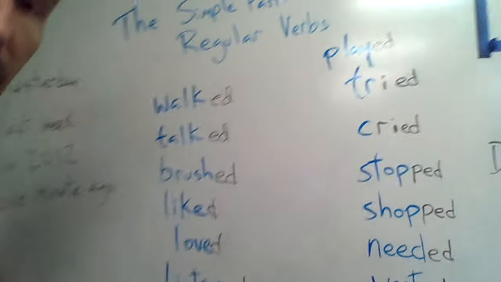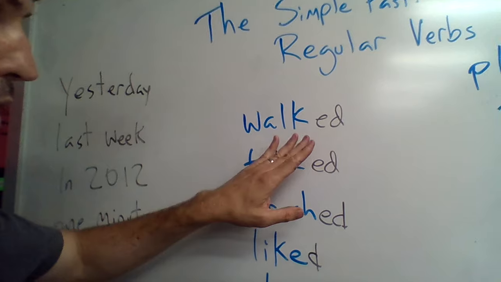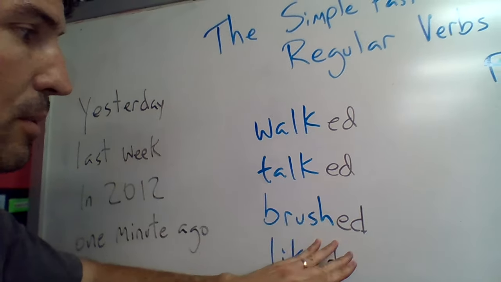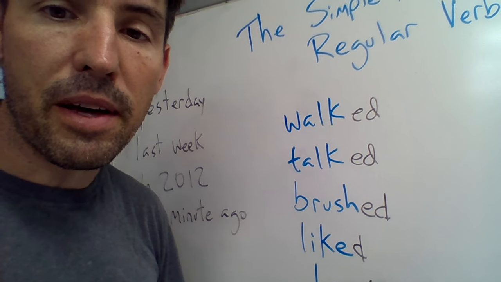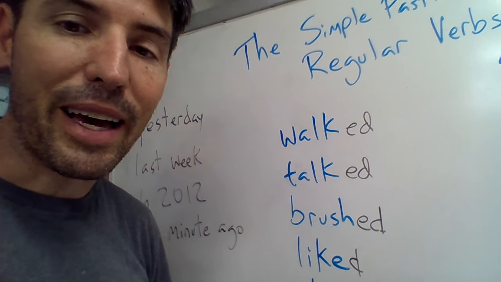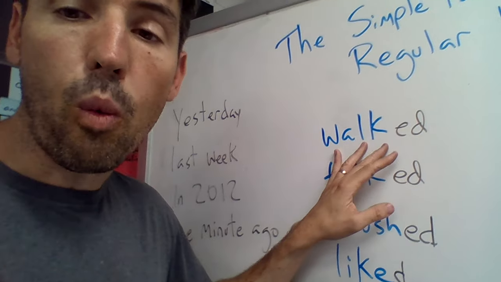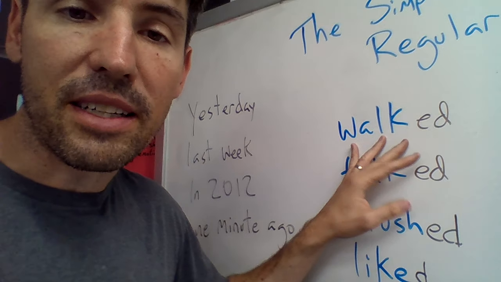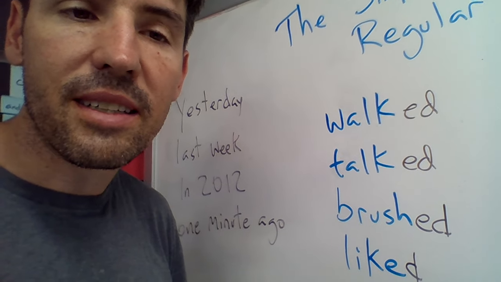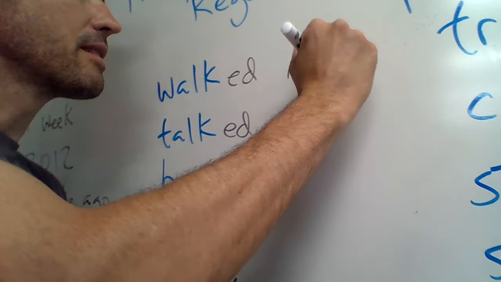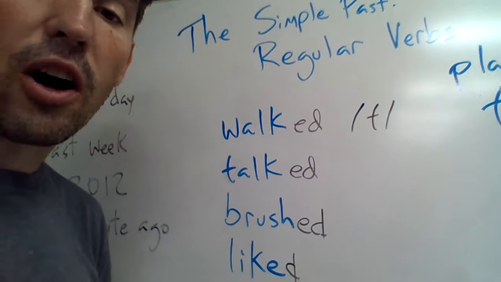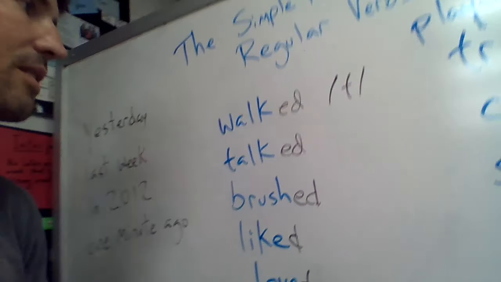Okay? So before I let you go, I want to do one more thing. I'm going to say each of these words, and I want you to practice saying them after I say them. So just repeat, okay? So the first one, walked. We're going to just use the past tense, walked, walked. Do you hear the t-t-t-t-t? It's got a t ending. Okay? Talked, talked, talked.